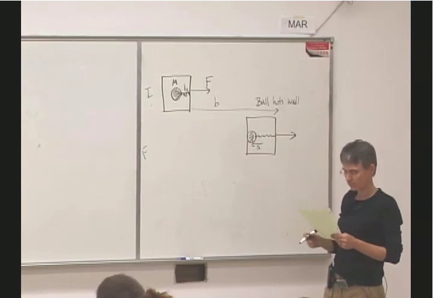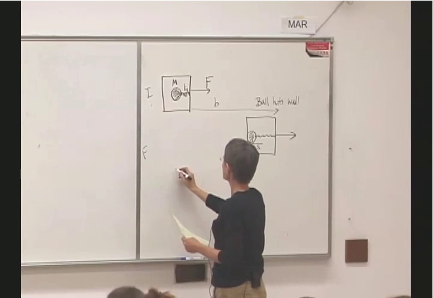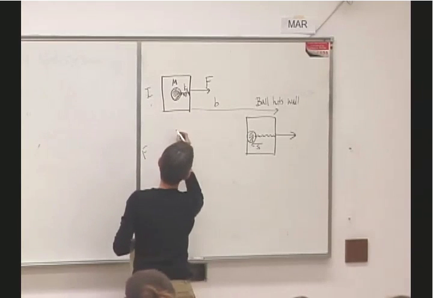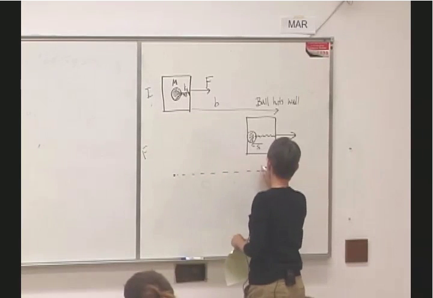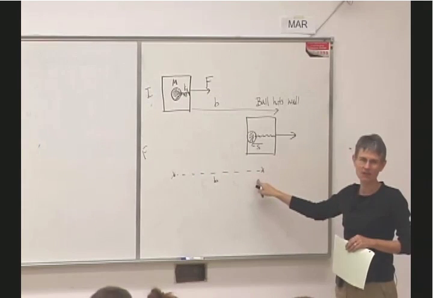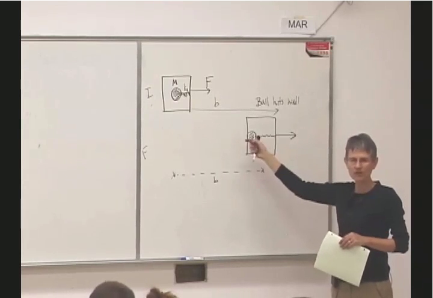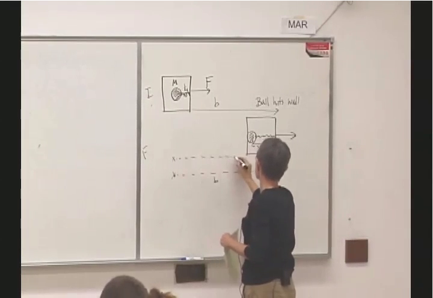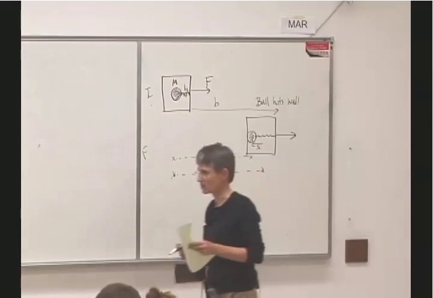So we can just redraw these arrows. B would also be the distance from where the center of the box is now to where the center of the box was then. That's B. But that's not the distance the center of mass traveled, is it? Because the ball didn't go quite as far. So the distance the center of mass traveled is actually B minus S, as was just suggested.